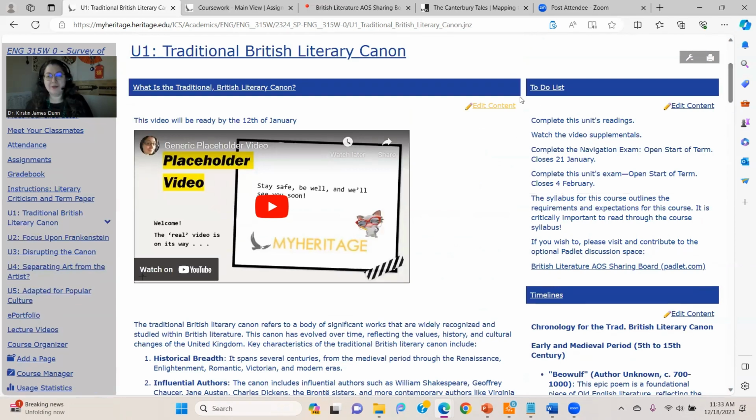Right. Speaking of all that, let's quickly look at our to-do list for a moment. I'm interrupting our way down the main structure of the page to look at it. You have to complete this unit's readings. You have to watch the video supplementals. You have to complete the navigation exam, open at the start of term and closing the 21st of January. Complete this unit's exam, open at the start of term and closing the 4th of February. So these are two different ones.